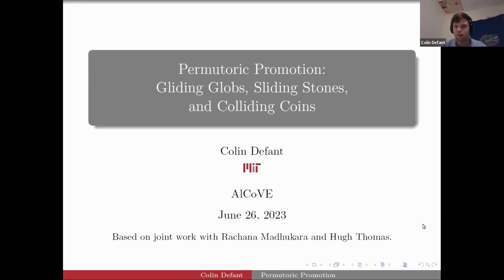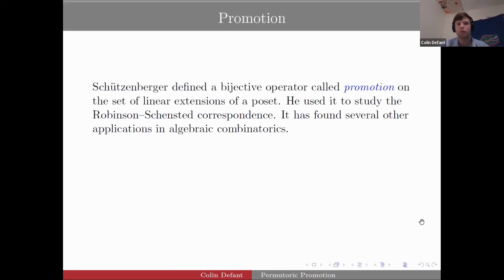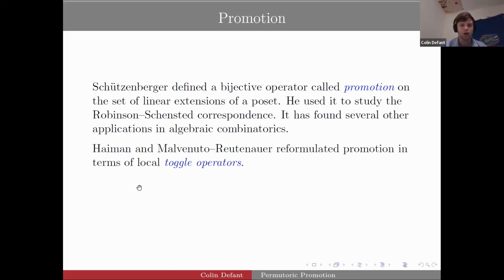So let me start with promotion. Promotion is this really nice bijective operator that acts on the set of linear extensions of a poset, and it was originally introduced by Schützenberger. He was using it to study the Robinson-Schensted correspondence, but now it's found other applications in algebraic combinatorics, and people also have just studied it on its own. So later, Haiman and Malvenuto and Reutenauer reformulated promotion in terms of these local toggle operators, and that's going to be the way that I'm going to formulate it as well.